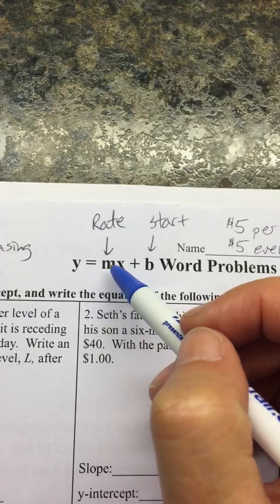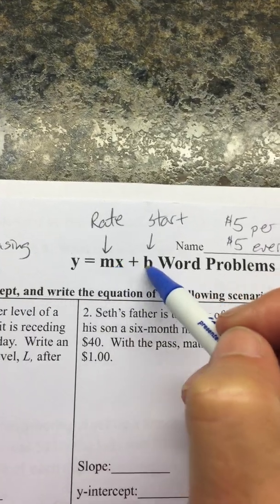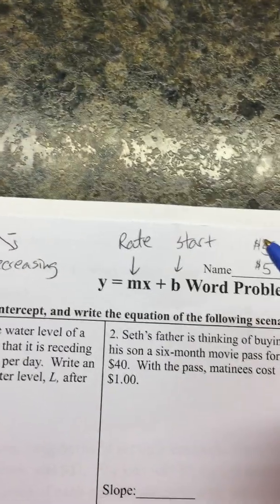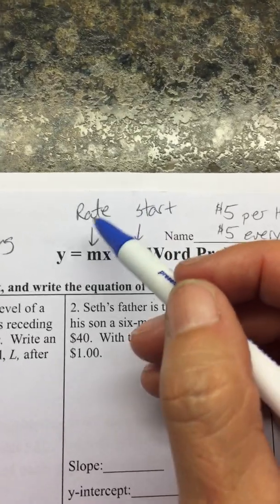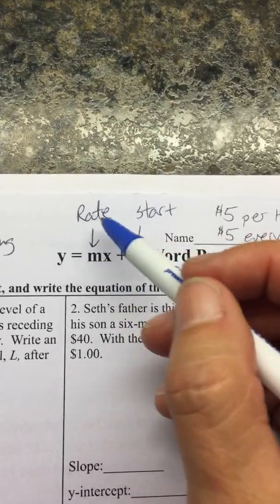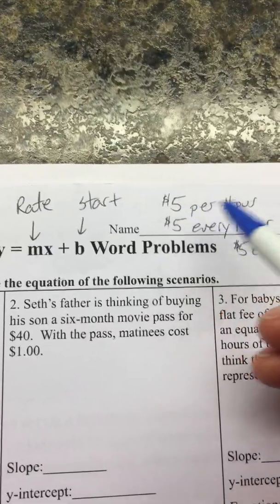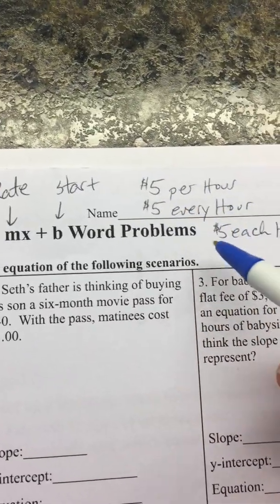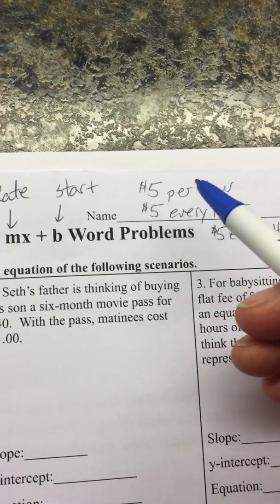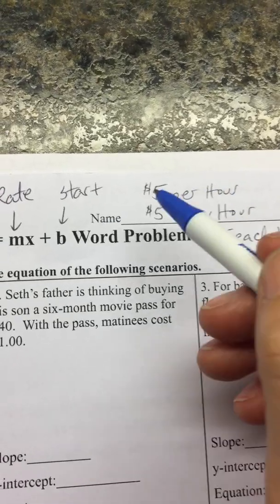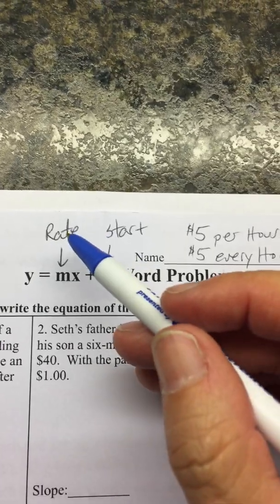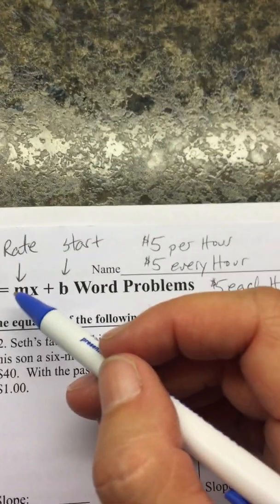So if you know the slope and you know the y-intercept, you can just drop those two numbers in and voila, there's your equation. In a word problem though, the rate is your slope. So you're looking for things that talk about rates. And things that are rates are like $5 per hour, $5 every hour, $5 each hour. So when you look for the little words per, each, and every, those tip you off that they're rates. And so rates are your slope, and that number goes here.